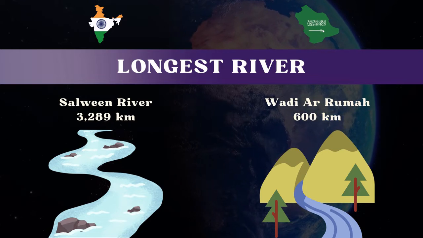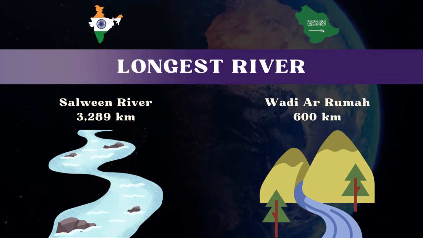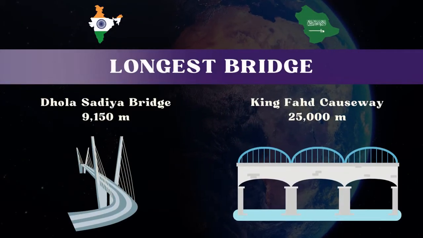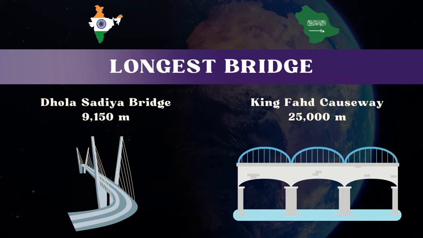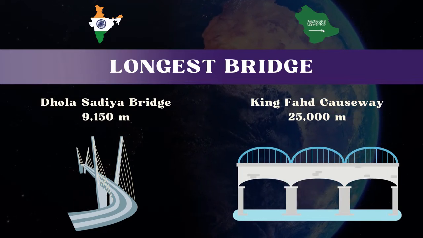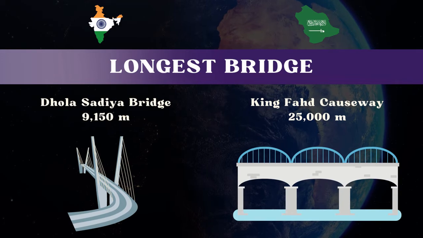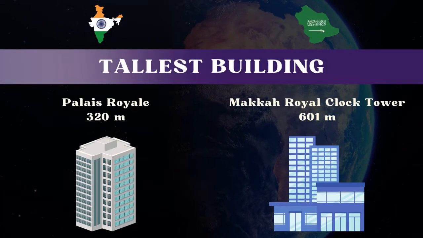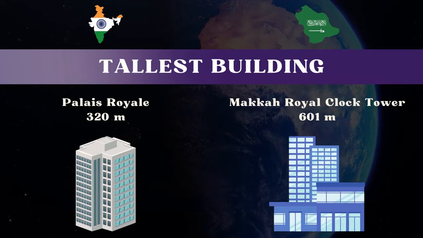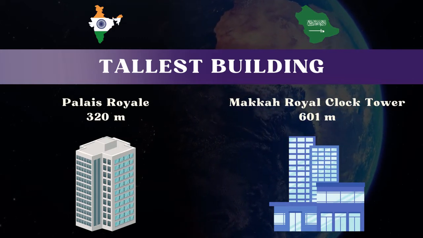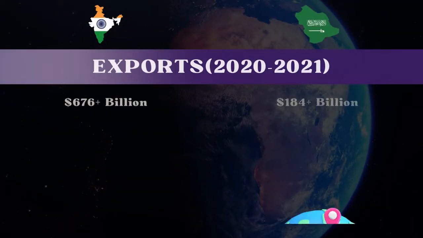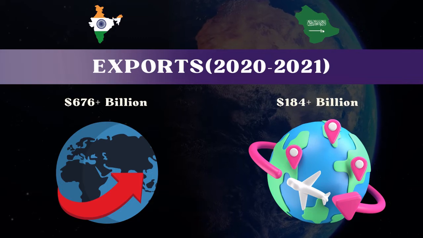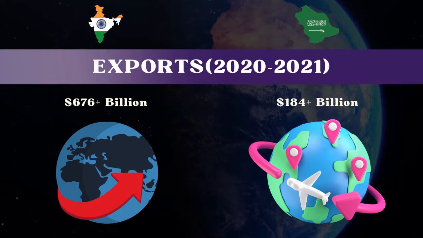Salween River is the longest river in India and Wadi Ar-Rumah is the longest river in Saudi Arabia. Dola Sadia Bridge is the longest bridge in India and King Fahd Causeway is the longest bridge in Saudi Arabia. Palais Royal is the tallest building in India and Makkah Royal Clock Tower is the tallest in Saudi Arabia. Exports of India exceeded $676 billion and exports of Saudi Arabia exceeded $184 billion.